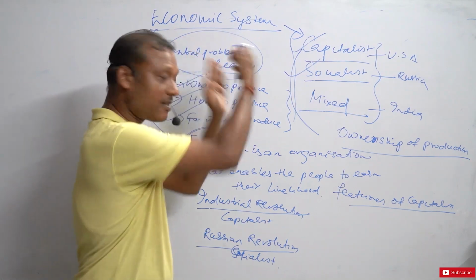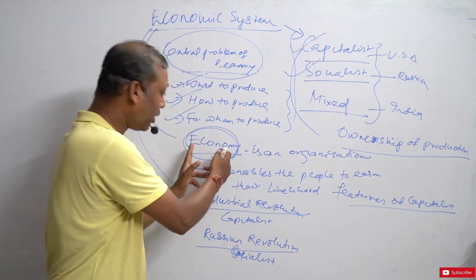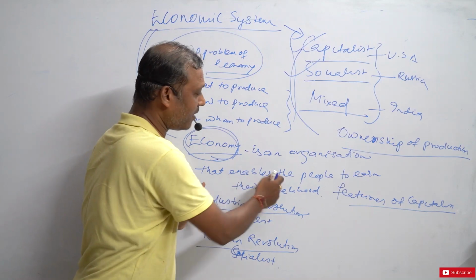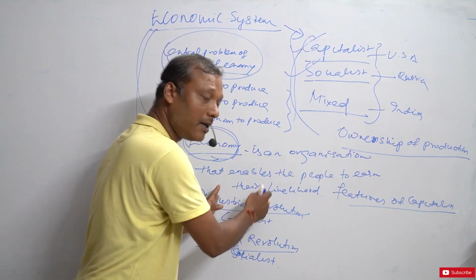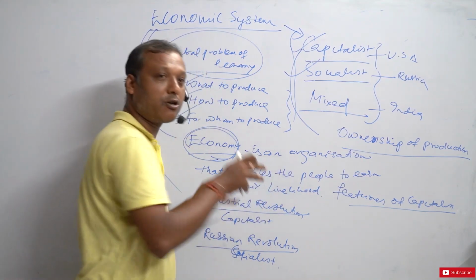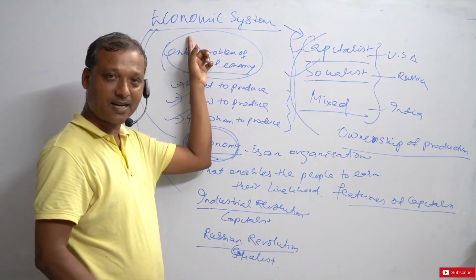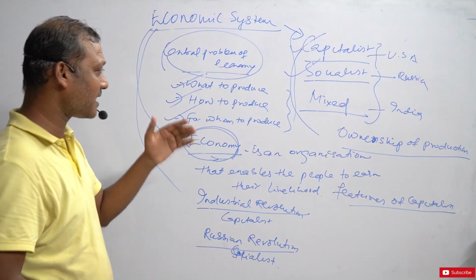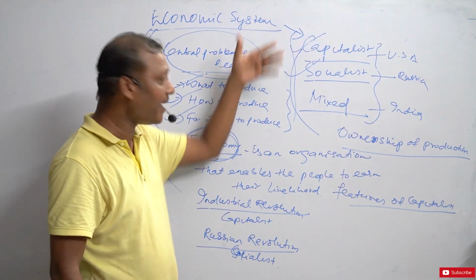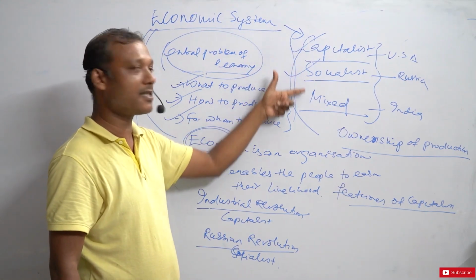Economic system has come from the economy. Economy is an organization that enables the people to earn their livelihood. And to get the livelihood, there should be some rules and regulations. These regulations are called an economic system. And economic systems are being classified under three heads, mainly capitalist, socialist, mixed.